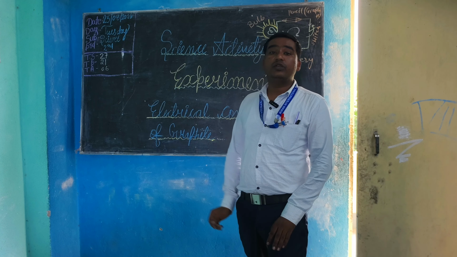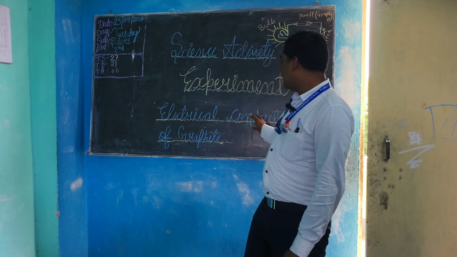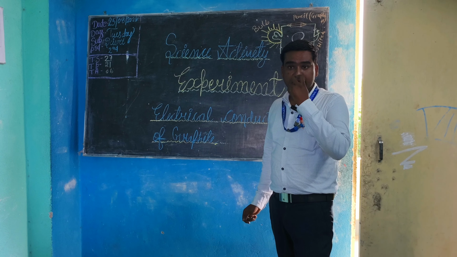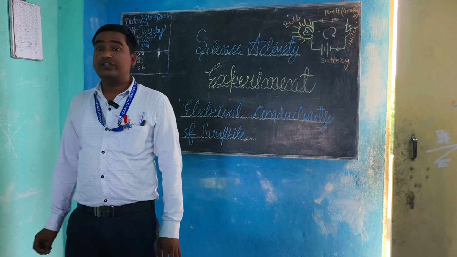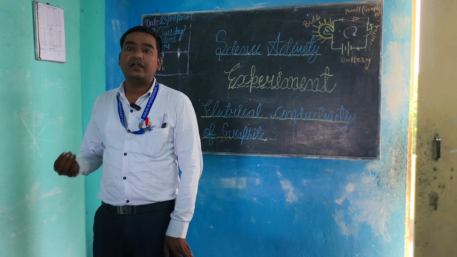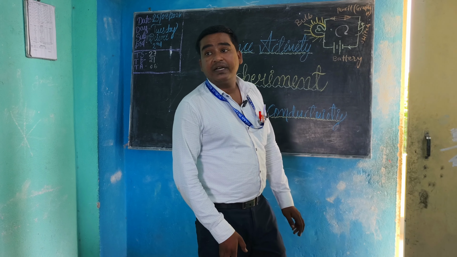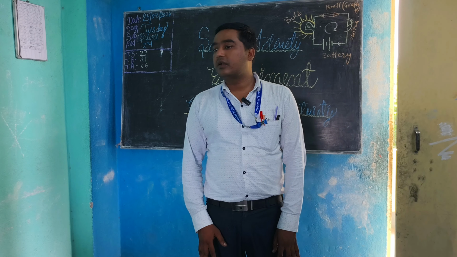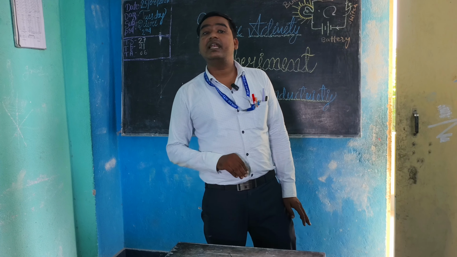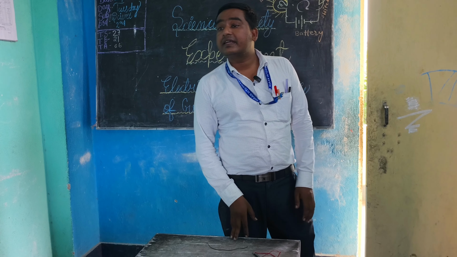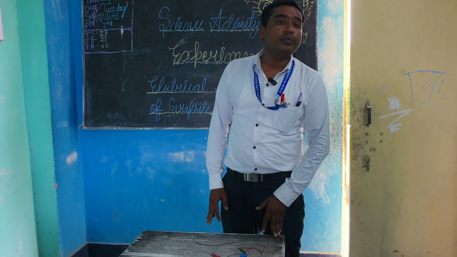So, today we are going to perform an activity on the electrical conductivity of graphite rod. Electrical conductivity of graphite rod means how this graphite rod can conduct electricity. As you know, generally all non-metals are bad conductors of electricity, but this graphite rod is an exceptional non-metal which can conduct electricity. That means it can allow electricity to pass through itself.